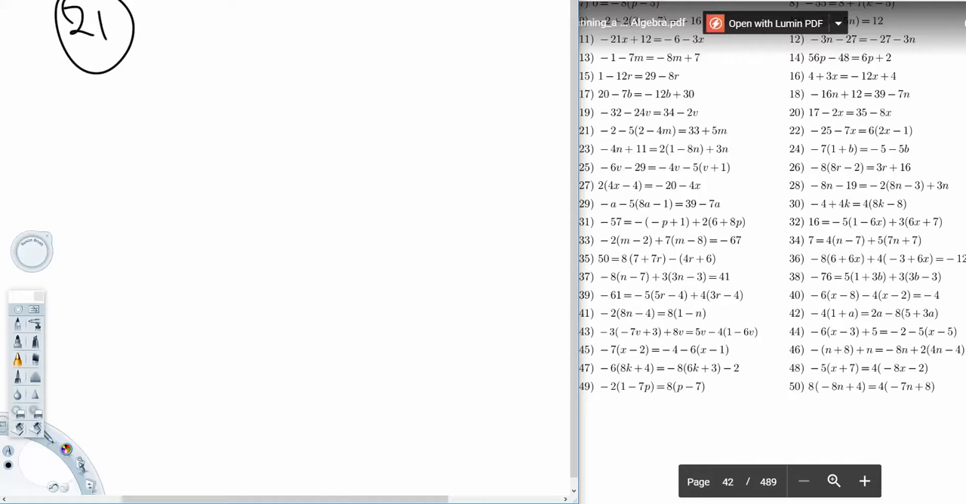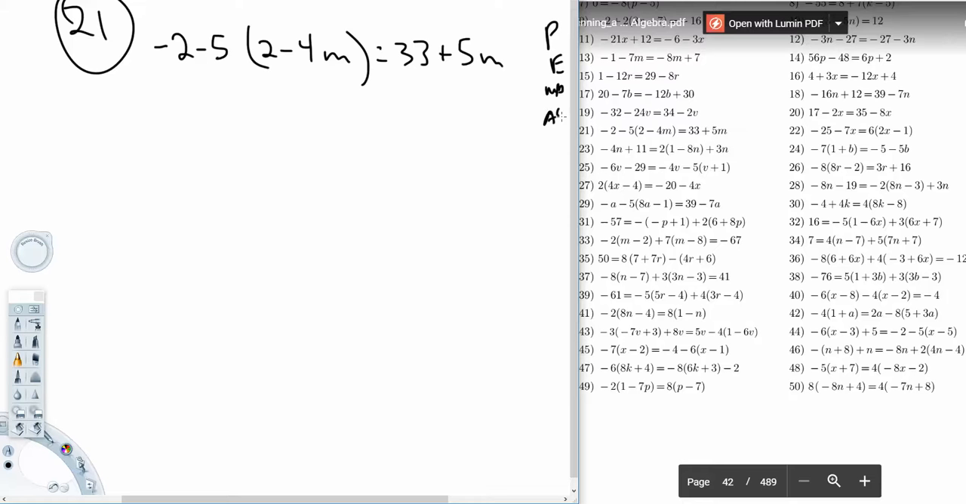21 now. 21. I'm moving along. Full speed ahead. This is a very productive one. Minus 2 minus 5 times (2 minus 4m) equals 33 plus 5m. Okie dokie. Let's do this. Now, this is beginning to look like a killer problem. Now, if you remember what we're supposed to do: parentheses, exponents, multiplication and division, and then addition and subtraction. So let's look at our parentheses.